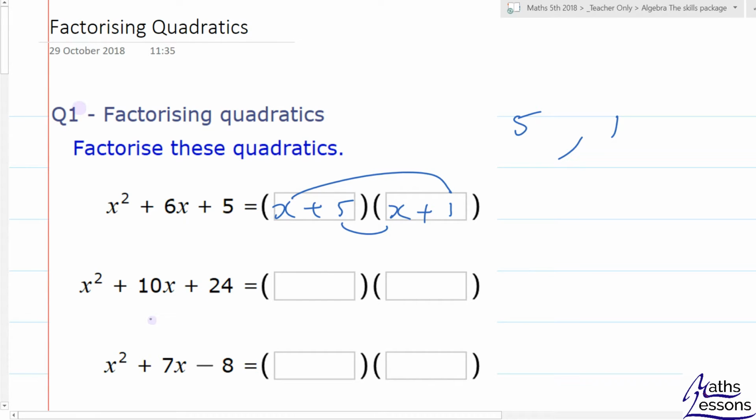Well, 6 and 4 could be there. So we write 4, 6, x. There we go. x plus 4, x plus 6.